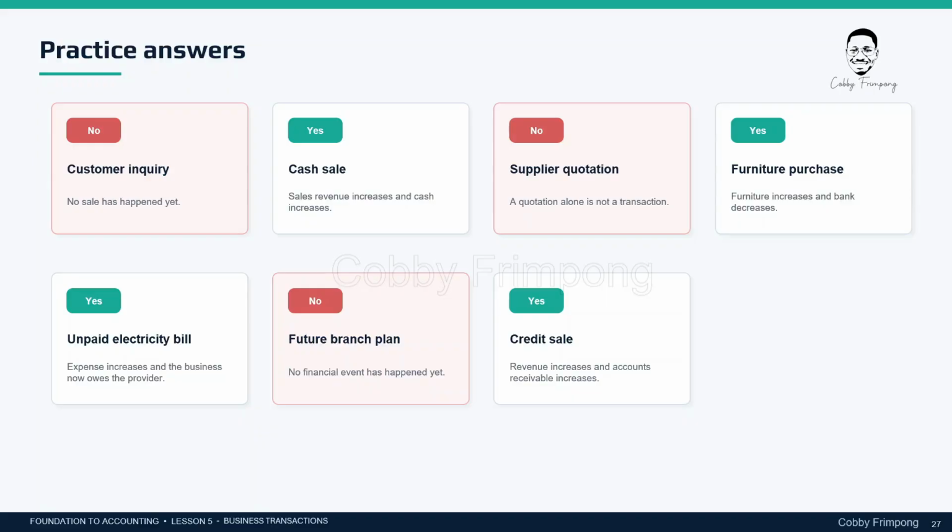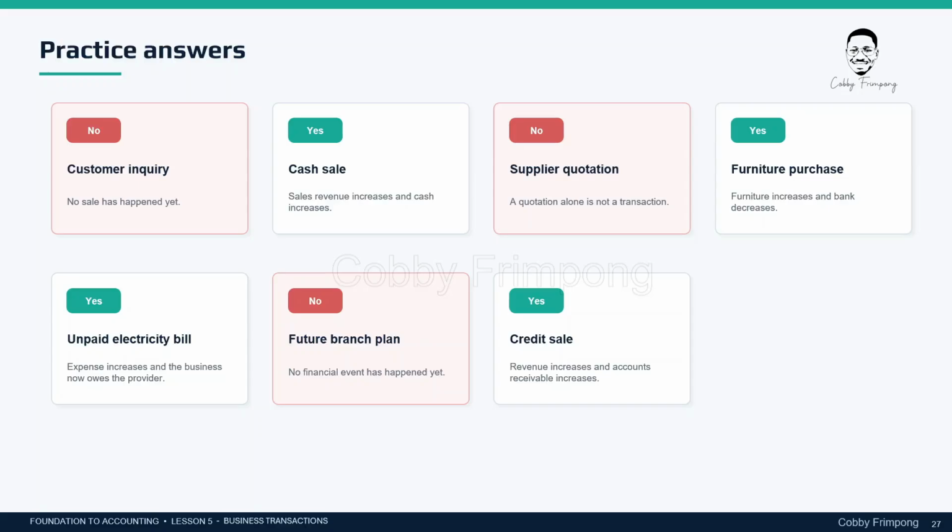Let us now look at the answers to the practice activity. The customer inquiry is not a business transaction because no sale has happened yet. A cash sale is a transaction because sales revenue and cash increase. A supplier quotation is not a transaction by itself.